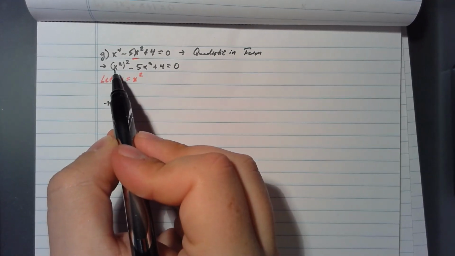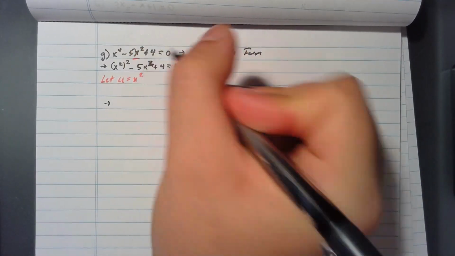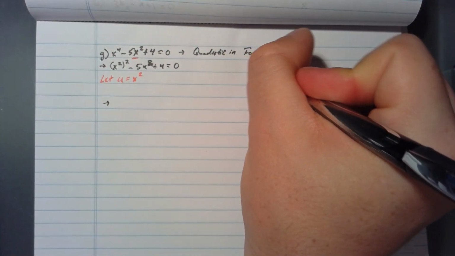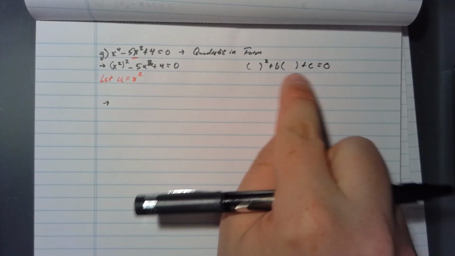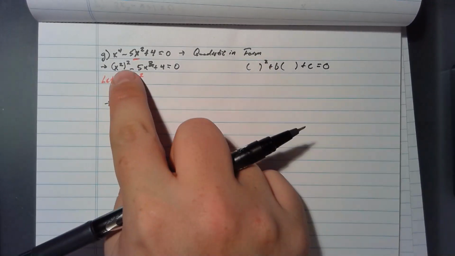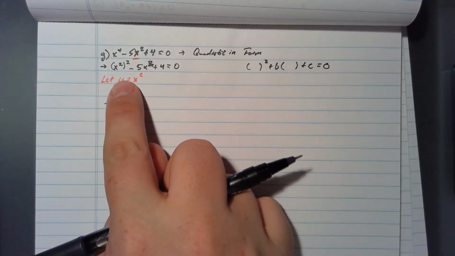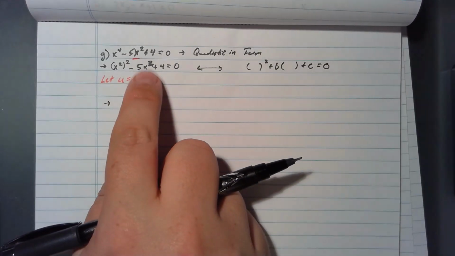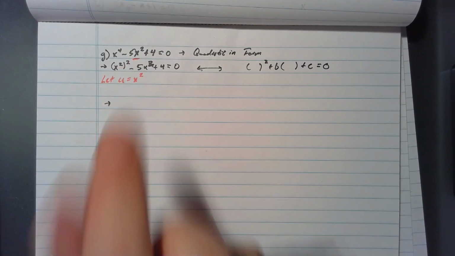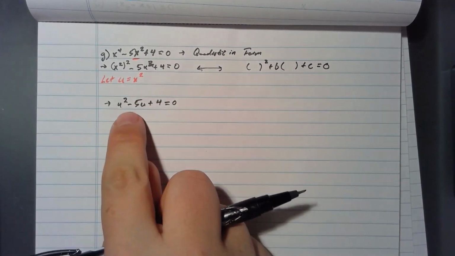So if I look at this as quadratic in form, this is something squared minus a number times something plus a number. That means this is quadratic in form. Something squared plus a number times something plus a number equals 0. That's a quadratic. So my quadratic, I'm letting u be that. That's what you want to see, the quadratic in form. You can see how they're related. So I'm going to let u equal x squared. So when I do that, I'm going to have u squared minus 5 times u plus 4 equals 0. Now this is quadratic in terms of u.